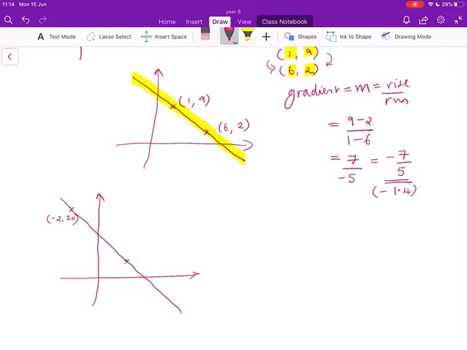Pick a value here, so we'll choose a value minus 2, and we'll choose the point 4, 2. So we've got 2 points that lie on our line, so minus 2, 20 and 4, 2. So the gradient will be the difference in the y, so 20 subtract 2, over minus 2 subtract 4.